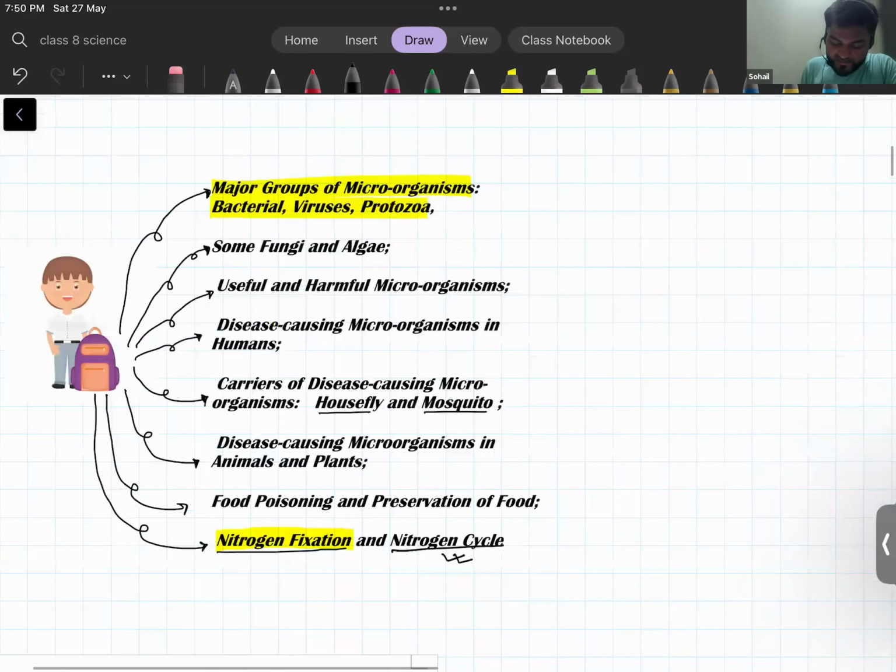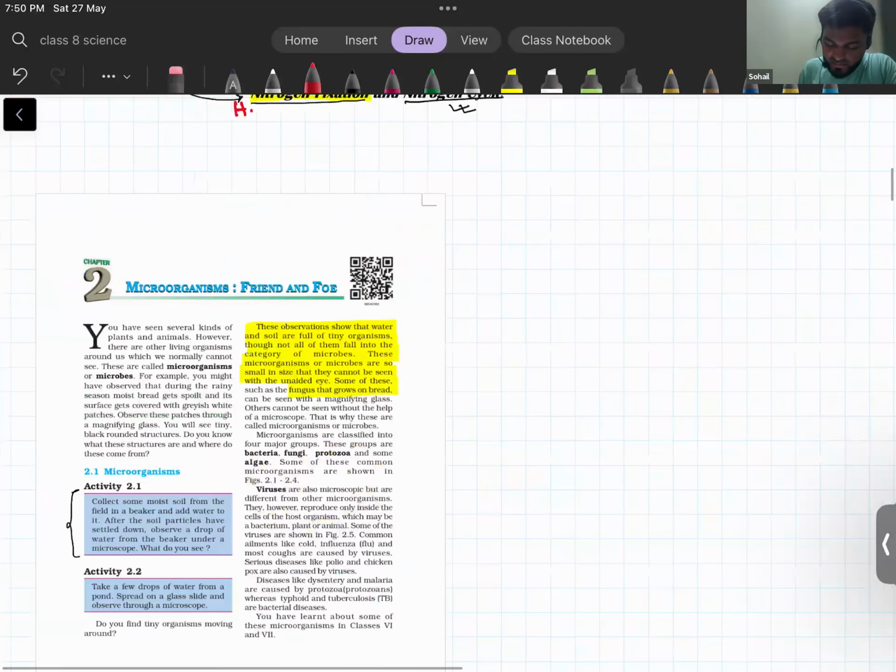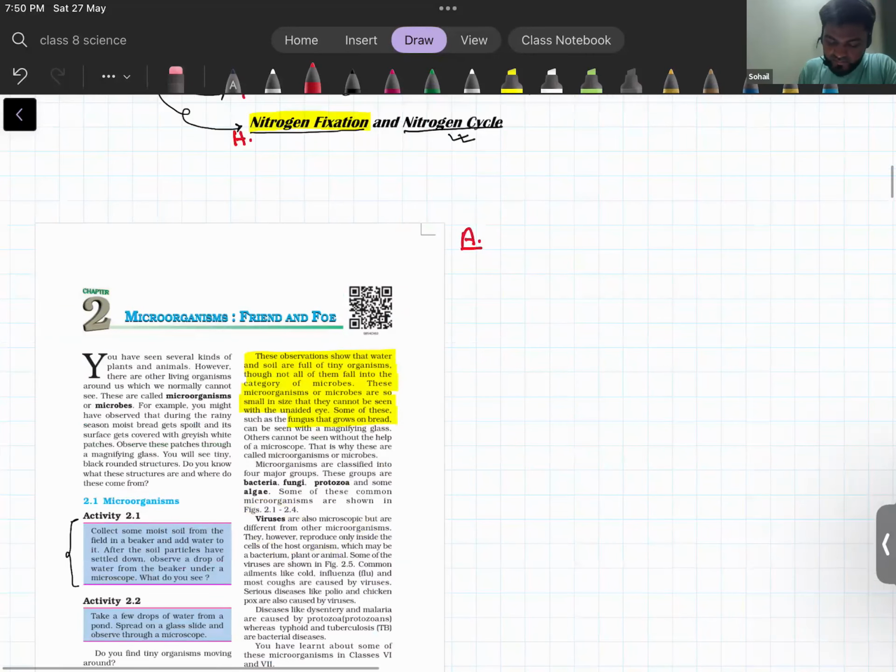Okay, let's name these sections for convenience. That is A, B, C, D, E, F, G, and H. So we are discussing A here. That is major groups of microorganisms.